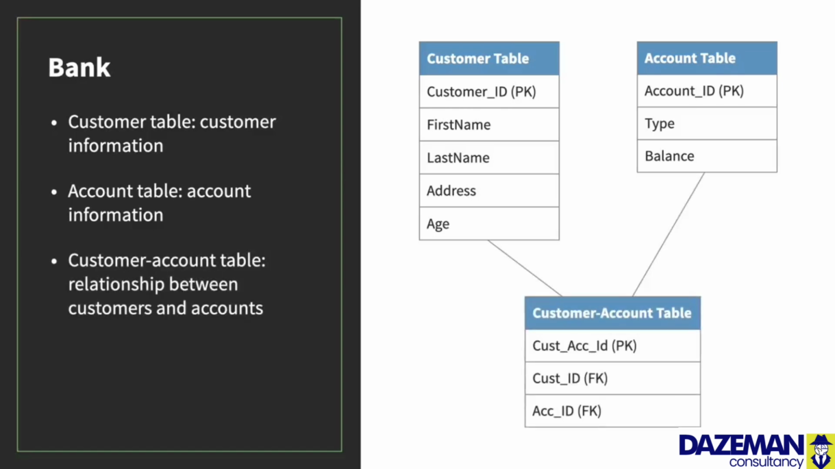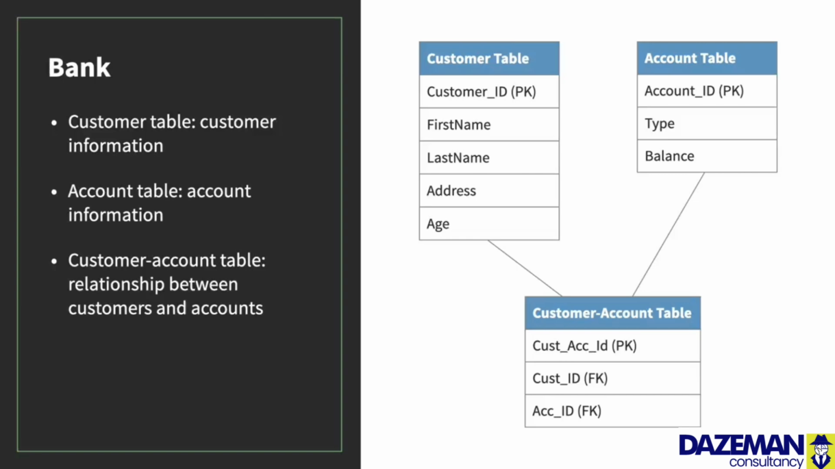Then a third table, which will be the customer account table, will contain information about the relationship between the customer and the account tables. It will be connected with a foreign key to the customer and the account table.